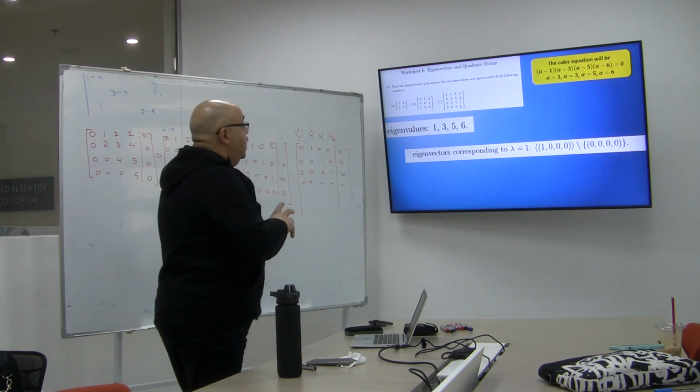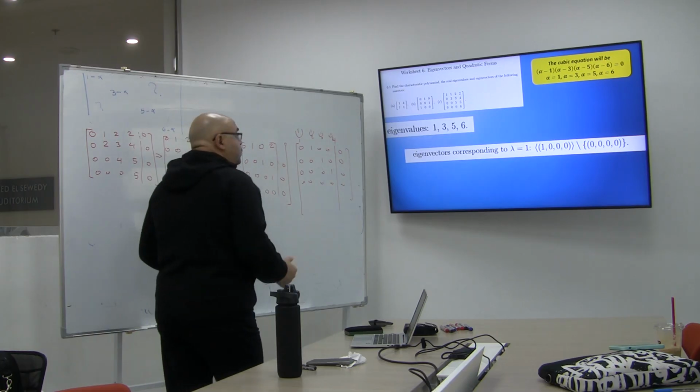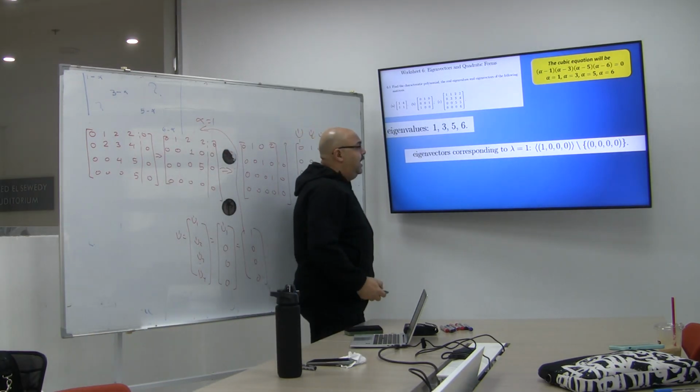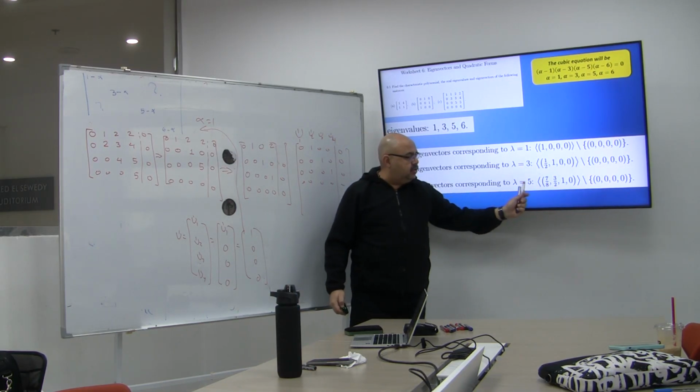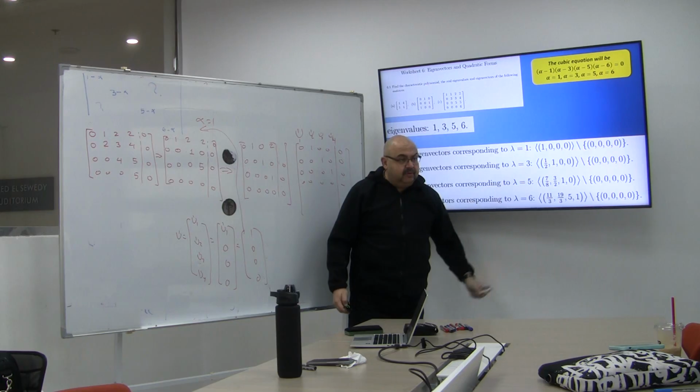Okay? In a similar manner, I will substitute with 3, 5, and 6, and you will have those eigenvectors corresponding to each of these values.